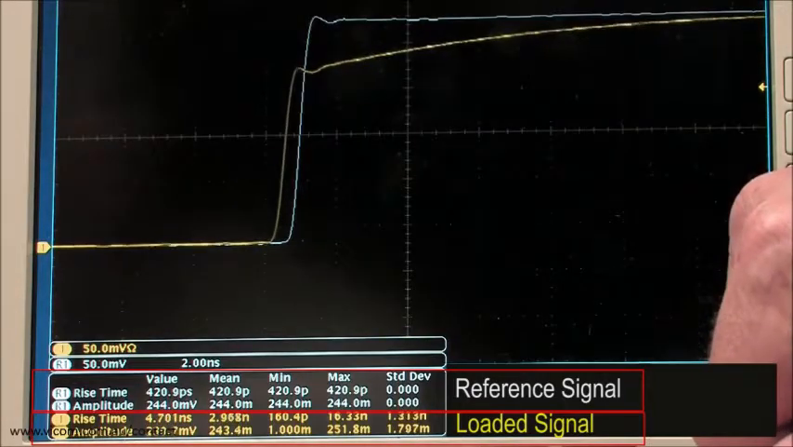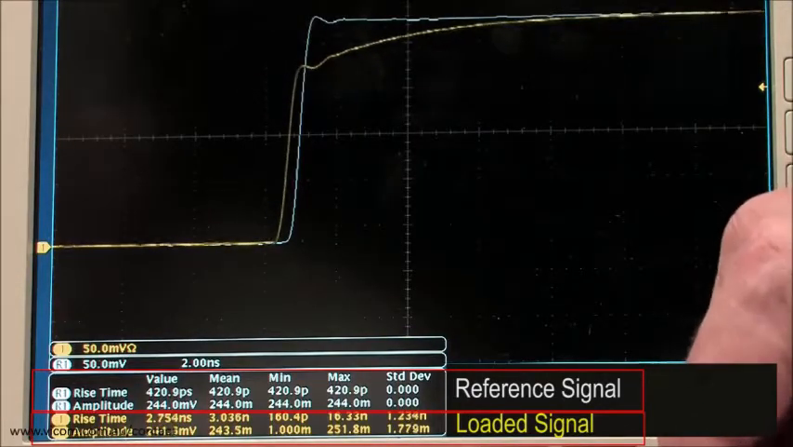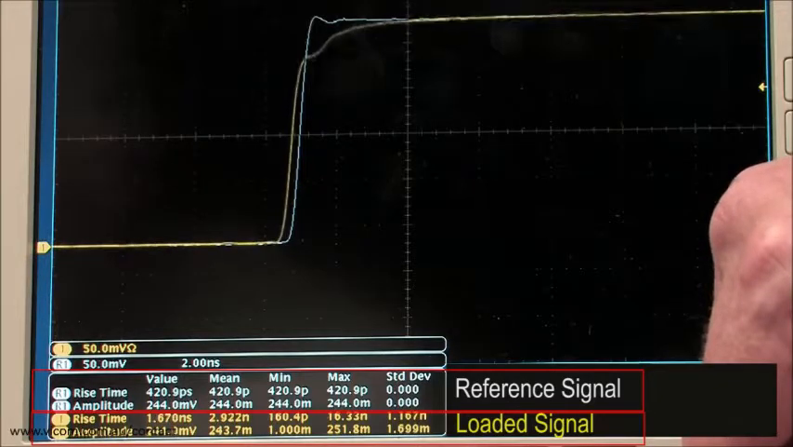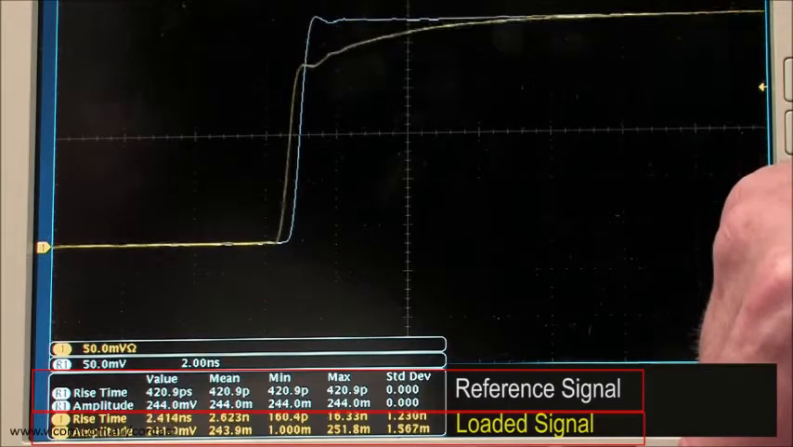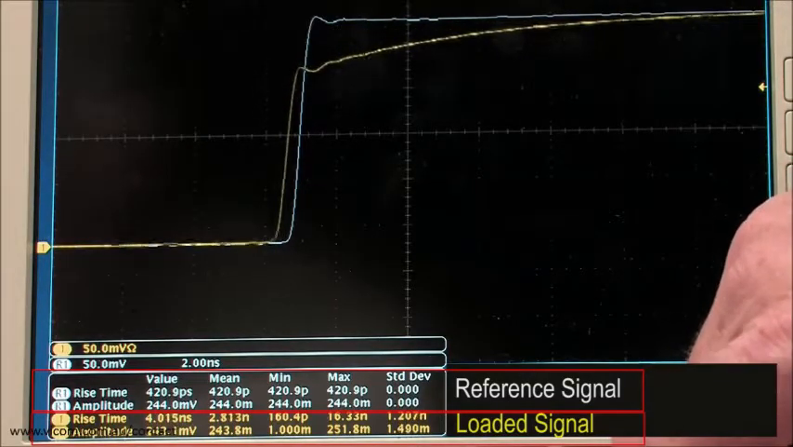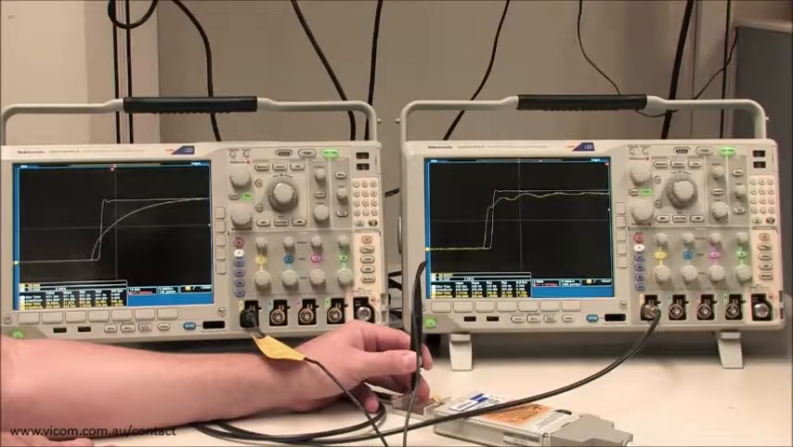Adjusting the capacitor from 7 to 50 picofarads, you can clearly observe how the front edge rolls off and the rise time is considerably slower. We've seen how the probe affects the signal at the test point. What about at the probe output?